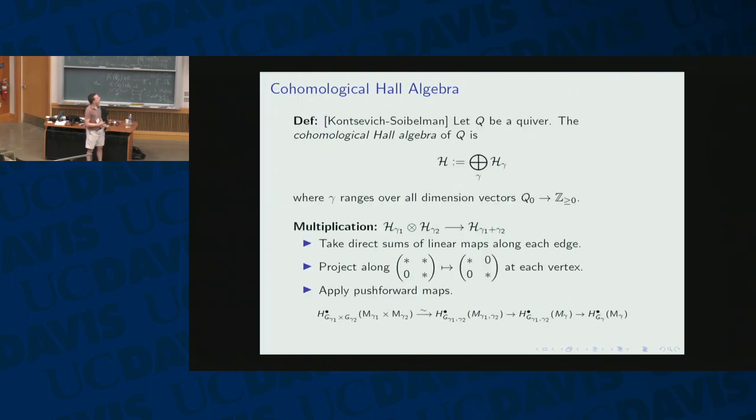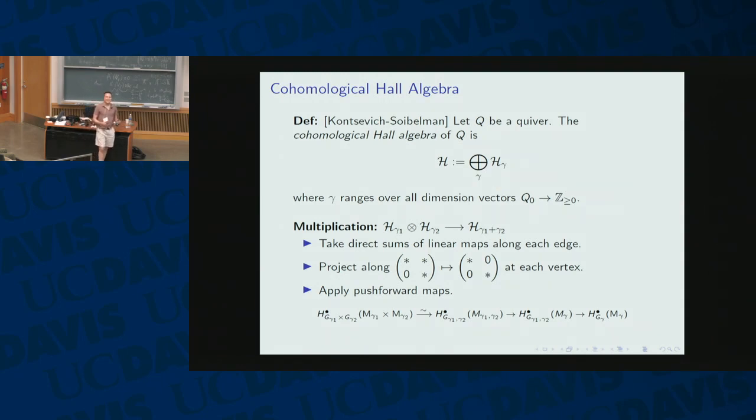So Kontsevich and Soibelman define the cohomological Hall algebra to be a big infinite direct sum. You take the direct sum over all possible dimension vectors gamma of this space, H gamma. So this is an infinite direct sum, and each summand is itself singly graded by cohomological degree. And this algebra is equipped with a certain external multiplication, and I've written some words here. It's the last talk, I'll be kind of rough.